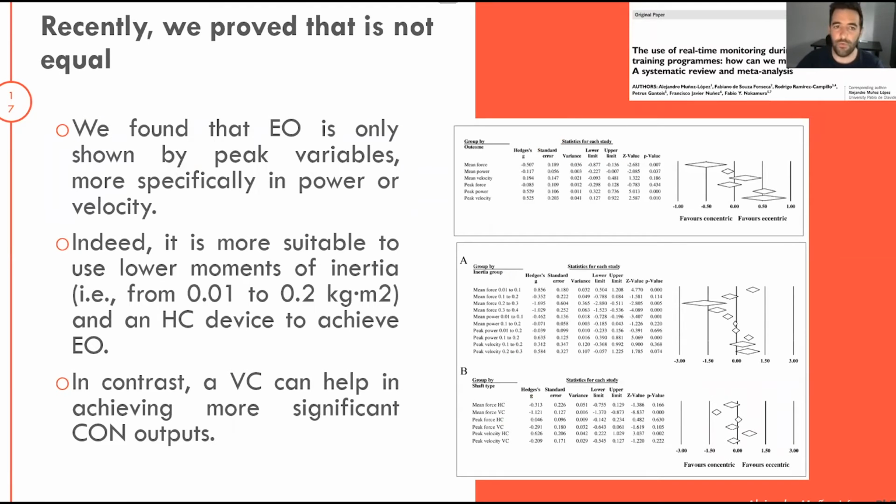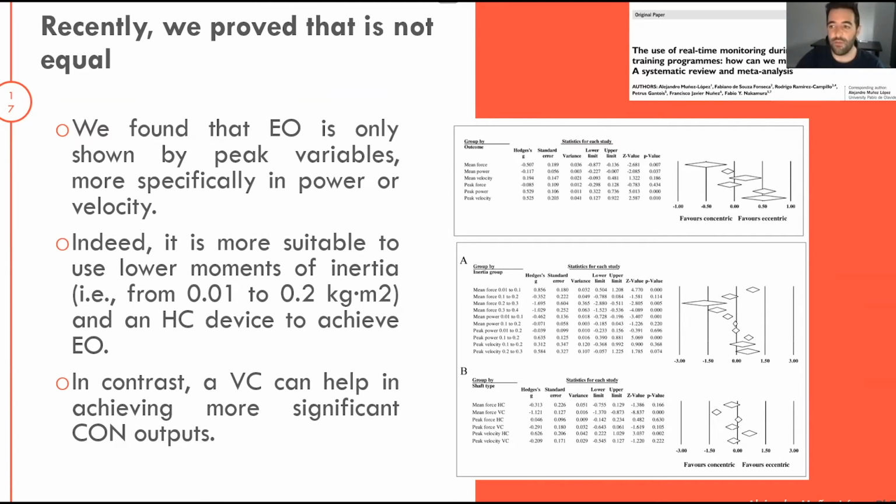Actually, we prove that flywheel is not equal to eccentric overload. We found that eccentric overload is only shown on peak variables, and it's not shown on mean variables because, as I said, you have exactly the same amount of energy or even less on the eccentric phase compared to the concentric phase.